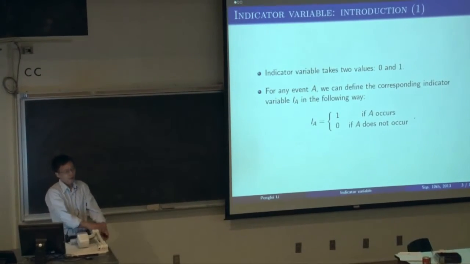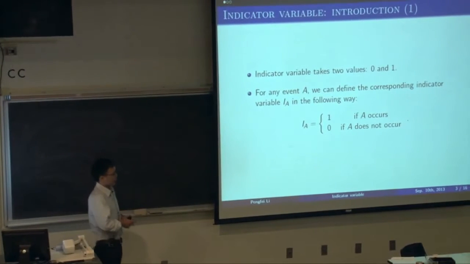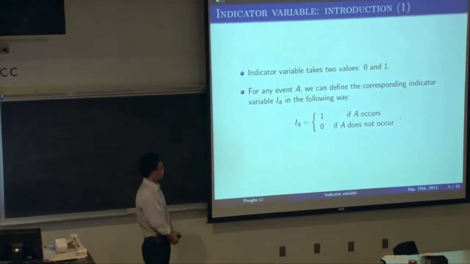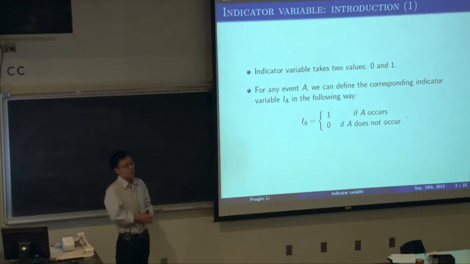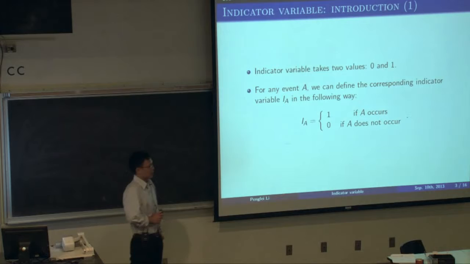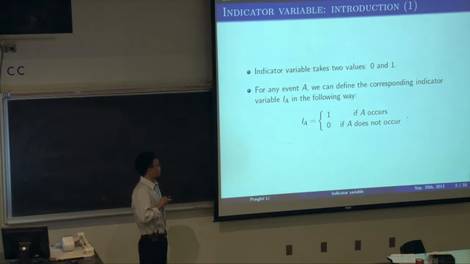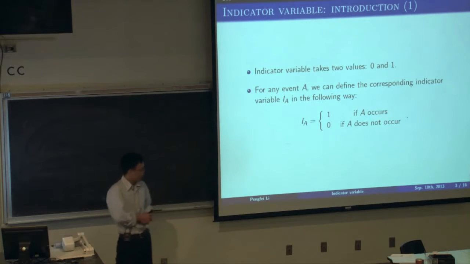Now, here's the indicator variable. An indicator variable can only take two values, 0 and 1. If you have an event, in statistics we are talking about an event, we can define the corresponding indicator variable. If the event is A, the indicator variable is I_A. So I_A will take value 1 if the event A occurs, or take value 0 if the event A does not occur.